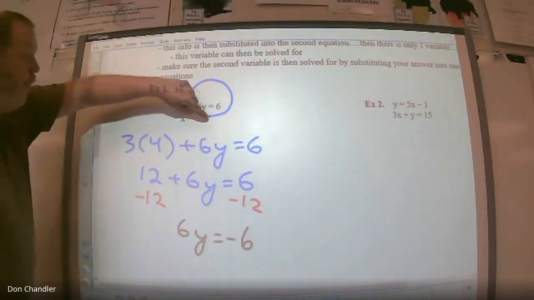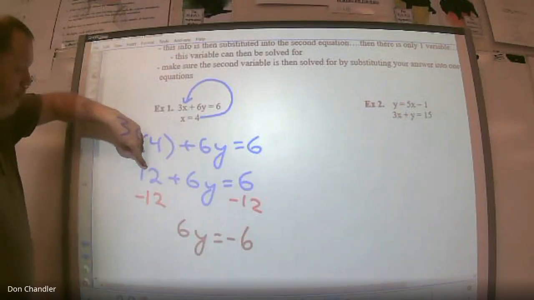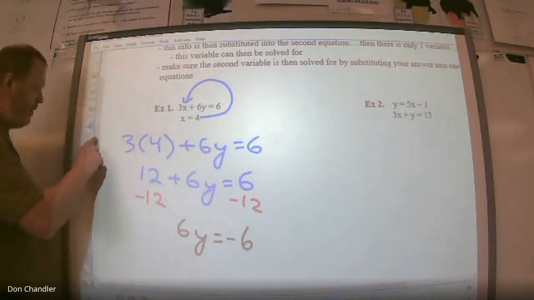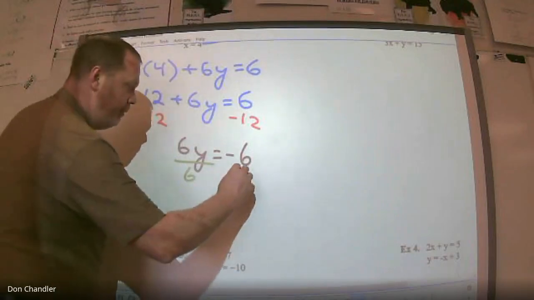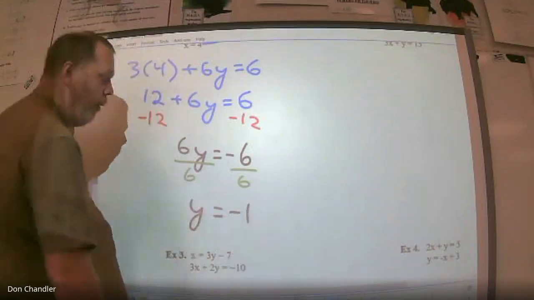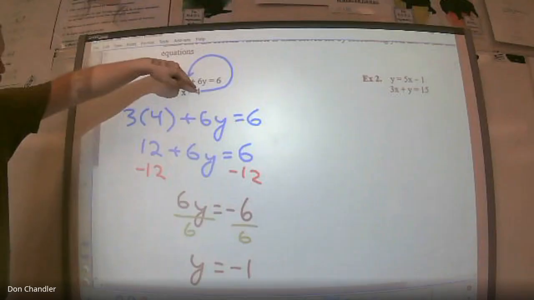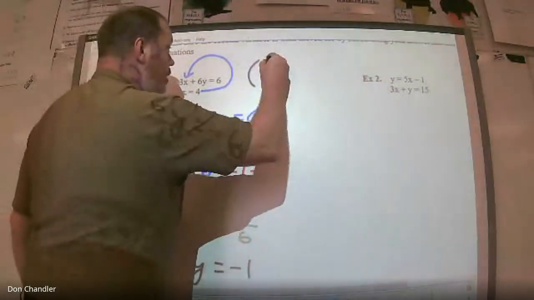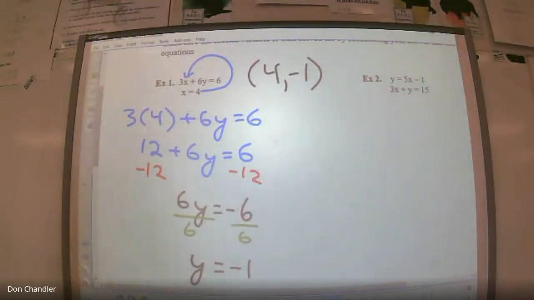Again, the 4 went into the x. 3 times 4 is 12. Move the 12 to the other side via subtraction, and 6 minus 12 is -6. How do you get rid of a multiplying 6? I believe you divide by 6, and we have just figured out that your y value is -1. We now know that x is 4 and y is -1. The solution to this system is (4, -1).